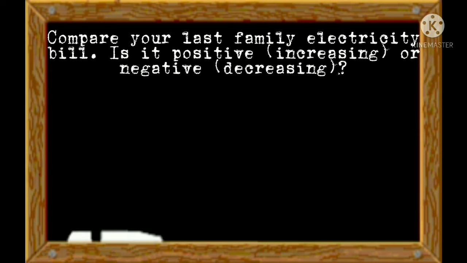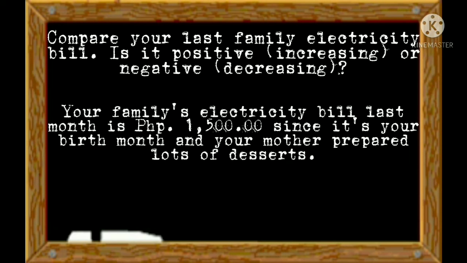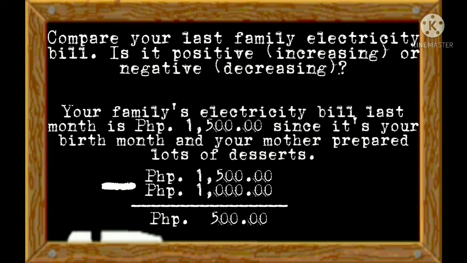Now, compare your last family electricity bill. Again, is it positive increasing or negative decreasing? For example, your family's electricity bill last month is 1,500 since it's your birth month and your mother prepared lots of desserts. So it means that it is decreasing this month since there's no event, and it decreases 500.